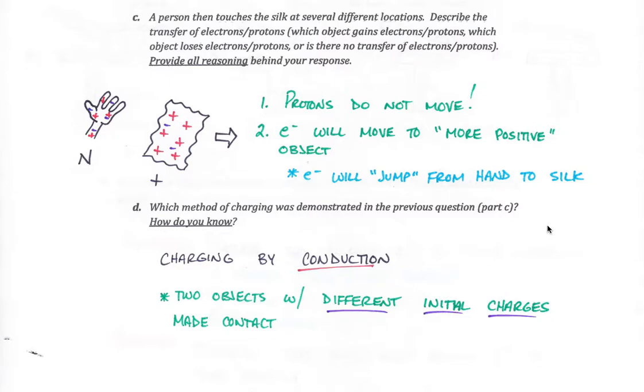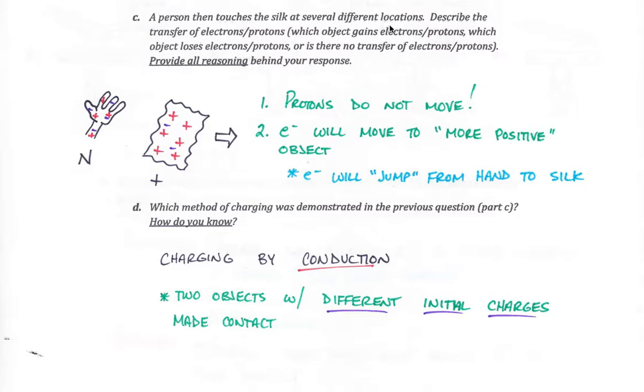The person then touches the silk at several different locations. It's important to point out that they had to touch it at several different locations because silk is an insulator. So just touching the silk at one corner will not redistribute the charges. You would have to take your hand and kind of rub it all over the silk because the electrons cannot travel from your hand to the silk in one touch. You'd have to touch different points so that they could jump off at each successive location.